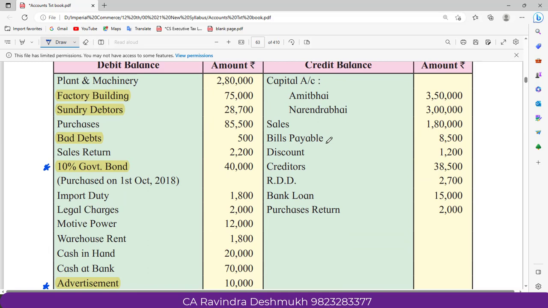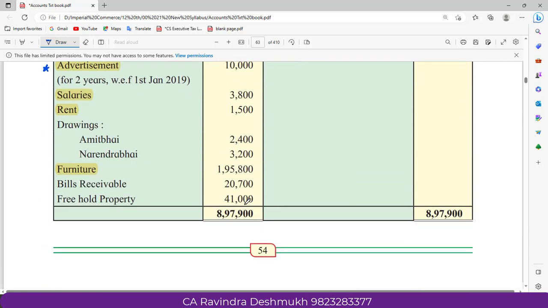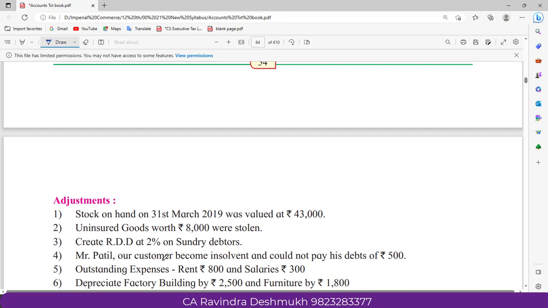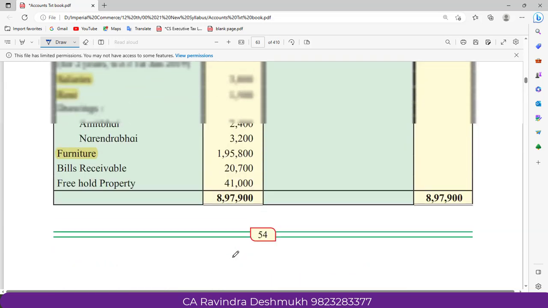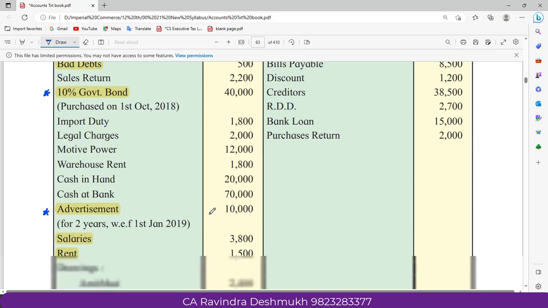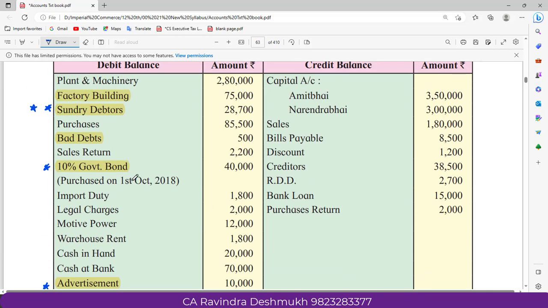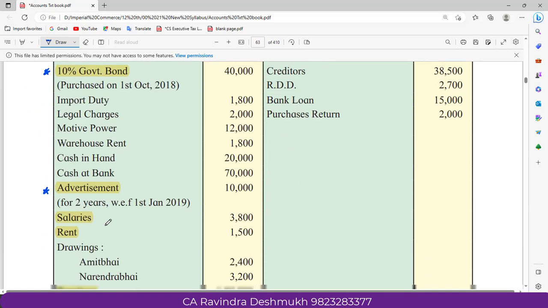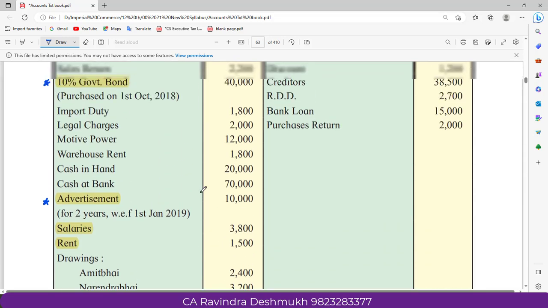So sundry debtors, one adjustment of RDD. The next one, Mr. Patil, our customer, has become insolvent. Insolvent means bad debts and could not be recovered. So another adjustment on debtors. And if there is bad debts, that is also to be marked. Is it there? No, it's not there.